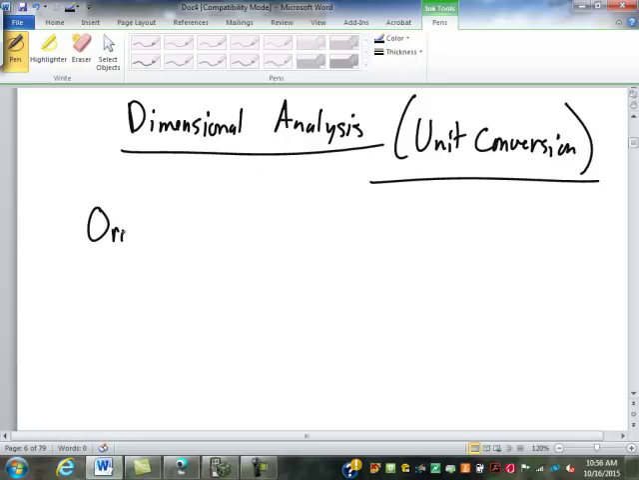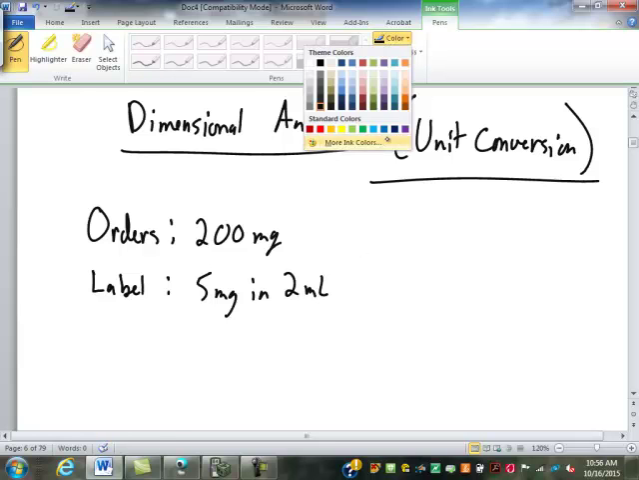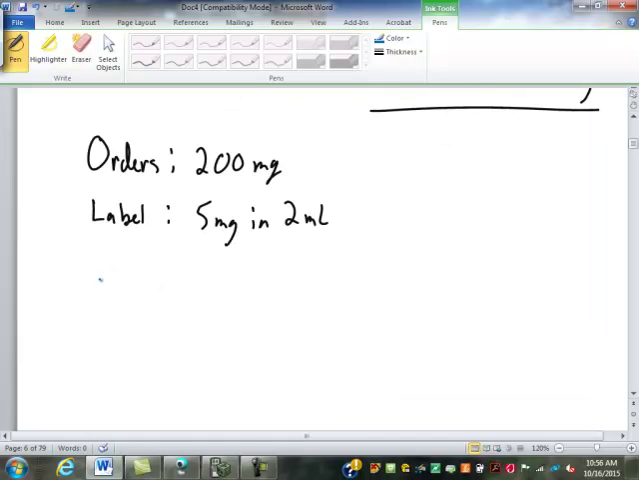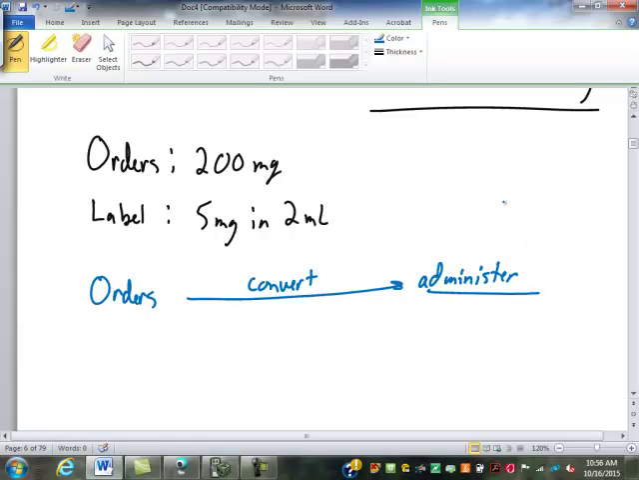So the doctor's orders are 200 milligrams, and the label is 5 milligrams and 2 milliliters. When we do the dimensional analysis, we start with the doctor's orders, and we convert to what we're going to administer to the patient. So it helps to know what units we're going to administer to the patient. Well, we're going to administer to the patient here in milliliters.